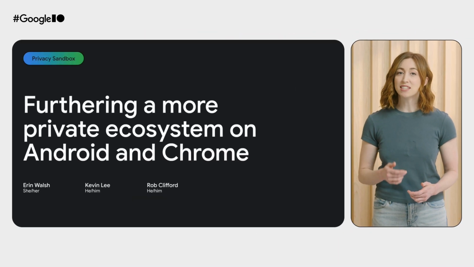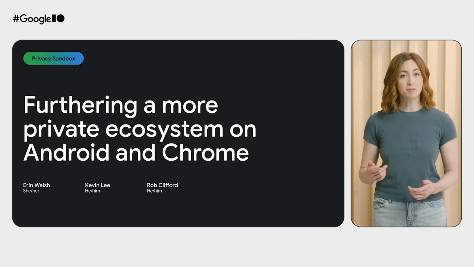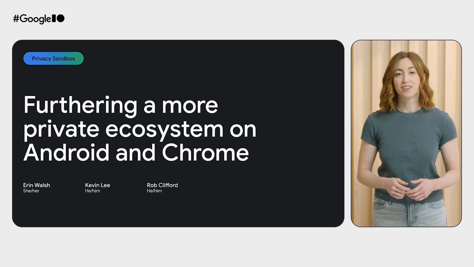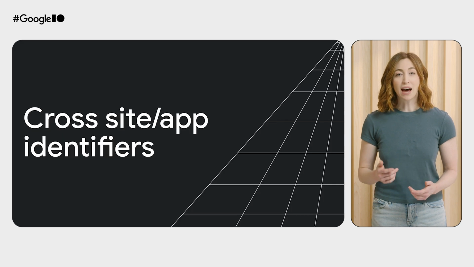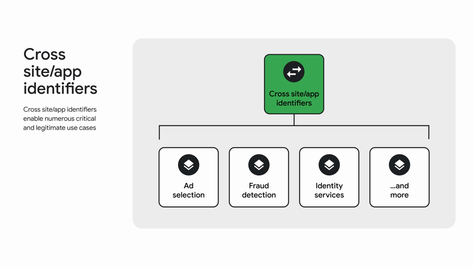Today, we are going to talk about the ways Privacy Sandbox is furthering a more private ecosystem on Android and Chrome. Historically, mobile apps and websites have relied on cross-app or site identifiers and other tracking mechanisms to support ad selection, fraud detection, identity services, and other critical use cases. However, there has been increasing concern over the years around the privacy implications of cross-app or site user tracking.